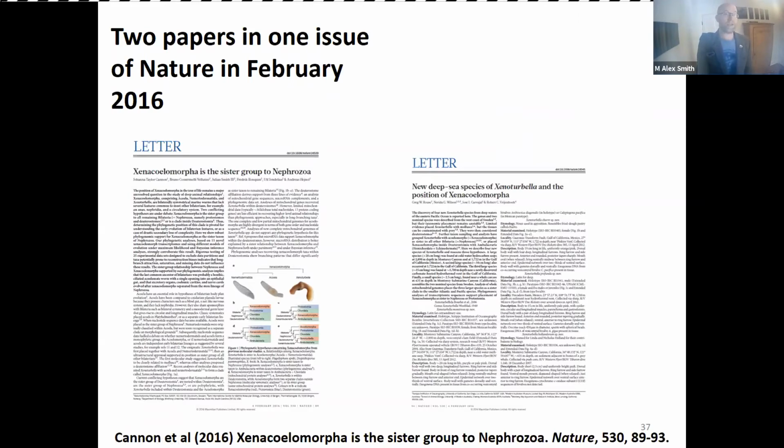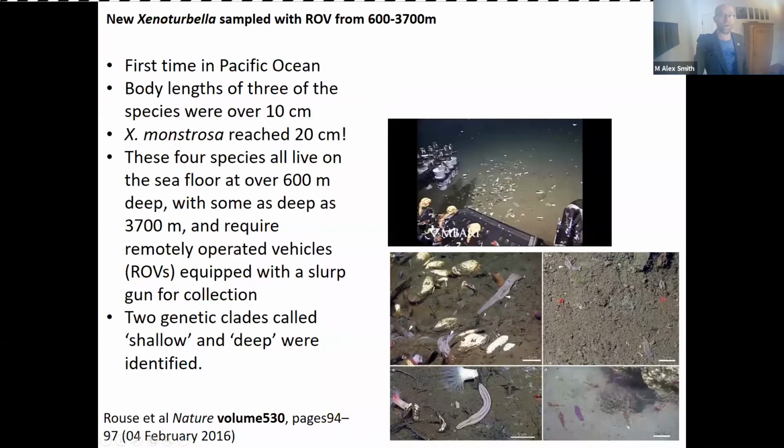In 2016 rather, in February, while we were teaching this class. So when I taught about Xenoturbellids, I was vibrating with excitement talking about this, because we were talking about research that had come out earlier that week. 2 things came out. One of them was talking about the phylogenetic placement of Xenacoelomorpha, and one of them was the description of new species of Xenoturbella, both of which are important, I think, to you today.